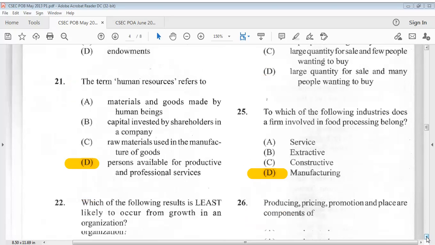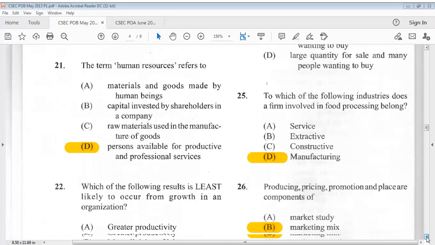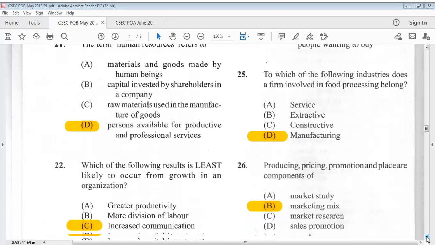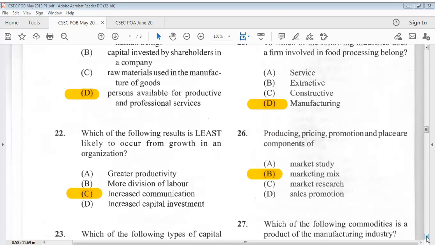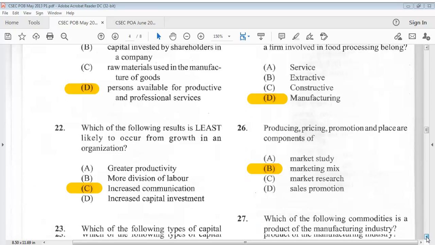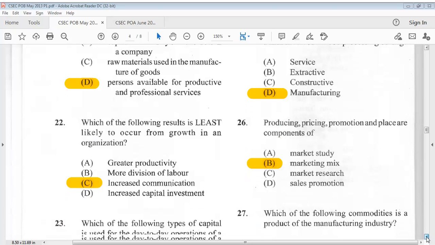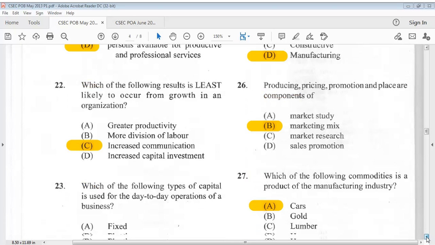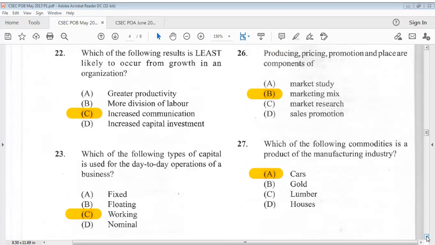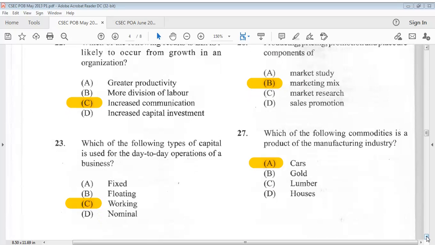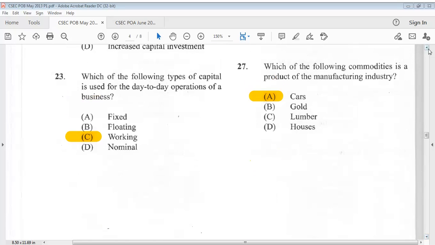Let's move on to question number 22. It says, which of the following results is least likely to occur from growth in an organization? The answer is C, increased communication. 23 says, which of the following types of capital is used for the day-to-day operations of a business? We know that is working capital. So C, working. Let's go on to 24.